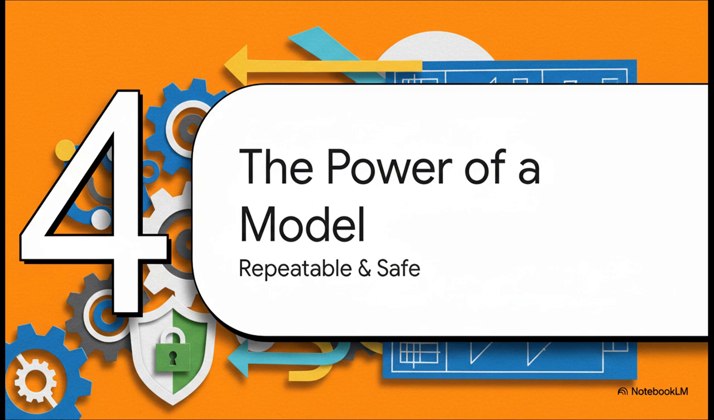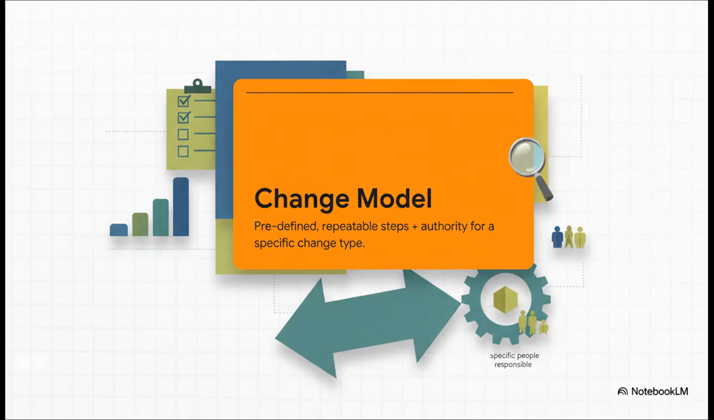So, we have these three types of changes, but how do you make sure you're doing them correctly and safely every single time? Well, that's where this really cool concept called a change model comes in. A change model is basically a template. It's like a recipe. It's a predefined set of steps that lays out exactly what to do, who needs to approve it, and who's responsible for a specific kind of change. It turns a complicated process into a simple checklist.